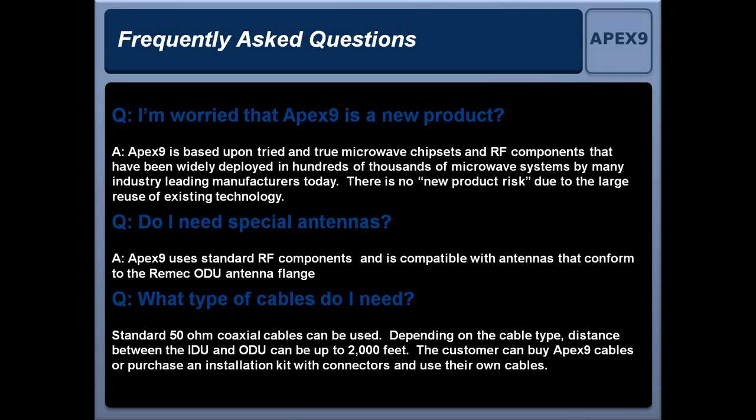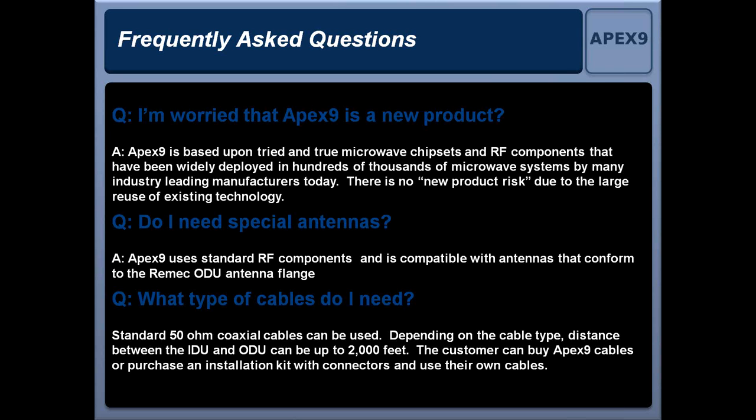What's good about our product is that the Apex 9 is being positioned as a workhorse product. This is the Ford or the Chevy product for backhaul. It's not a Ferrari. It's not a Lamborghini. So it's not going to do quadruple DPRM with all sorts of XPIC and things like that. The market needs a reasonably priced, high capacity, low latency, reliable backhaul product, and that's how Apex 9 has been designed and developed.